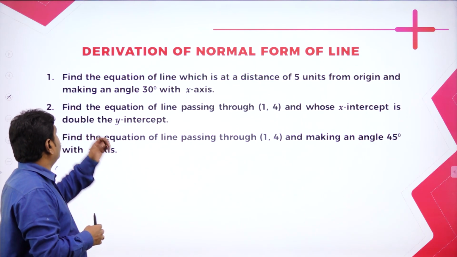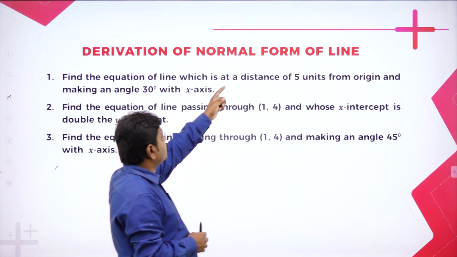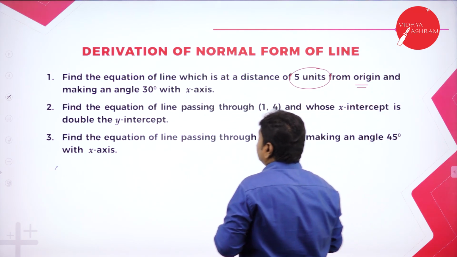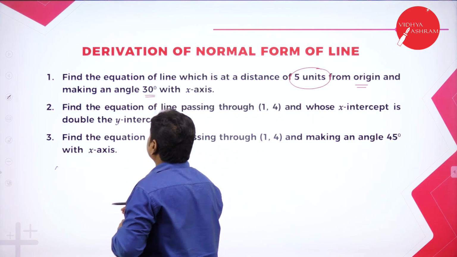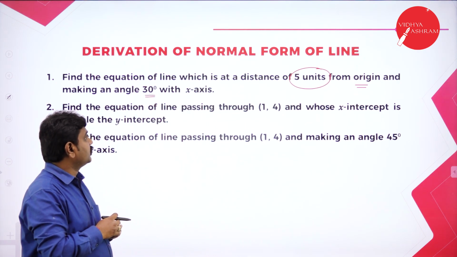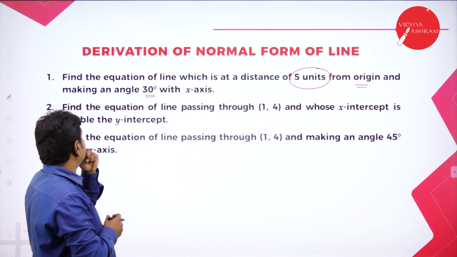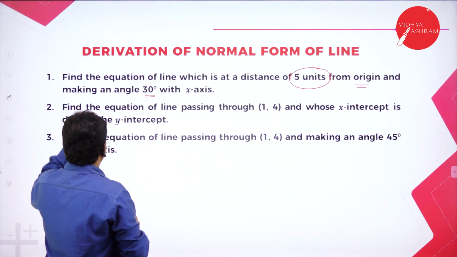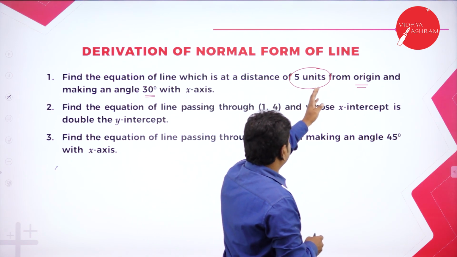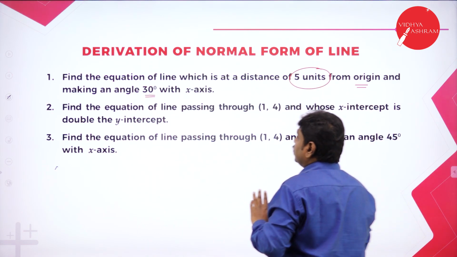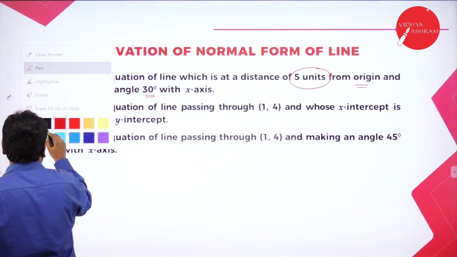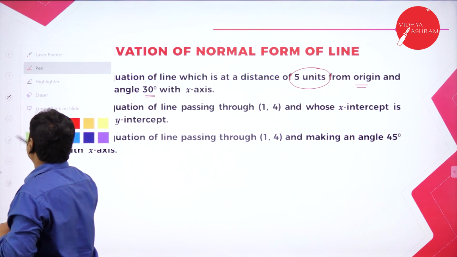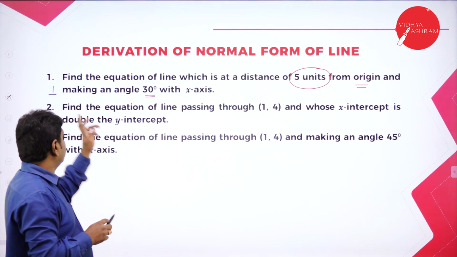So now we'll see simple problems. Find the equation of the line which is at a distance of 5 units from the origin and makes 30 degrees with the x-axis. So they want you to find the equation of the line which is at a distance of 5 units from the origin and perpendicular to the line making an angle of 30 degrees with the x-axis. The perpendicular is making 30 degrees with the x-axis.